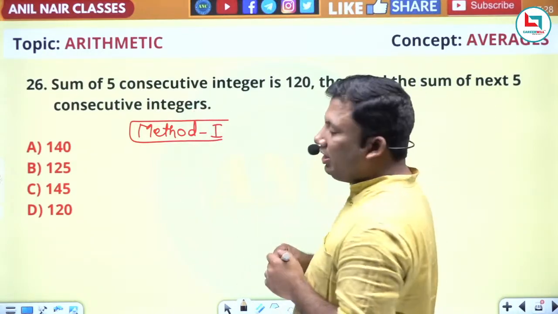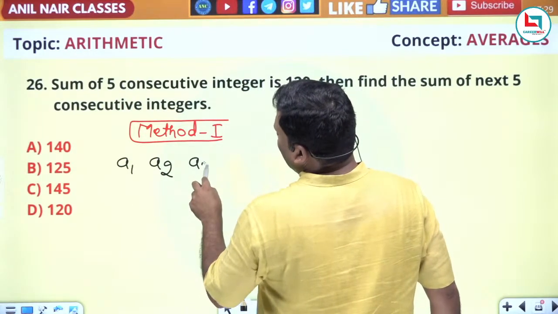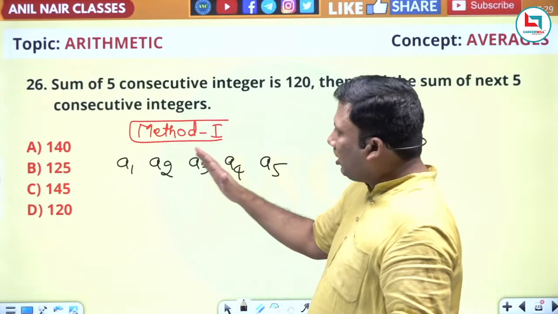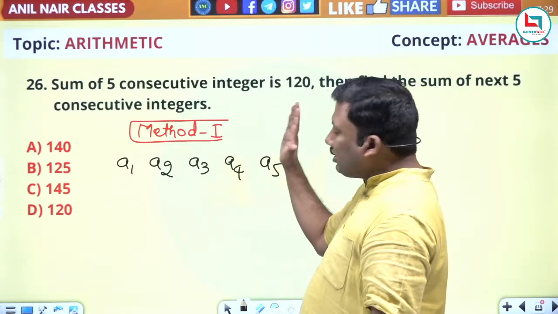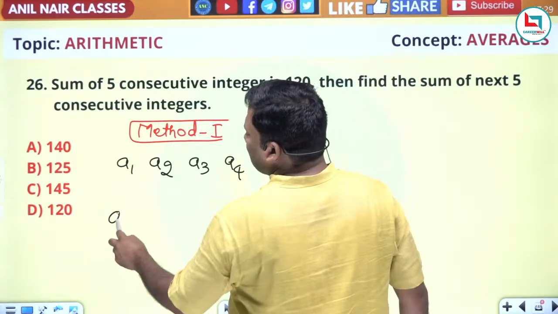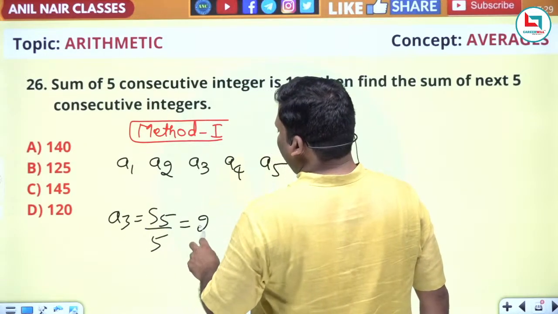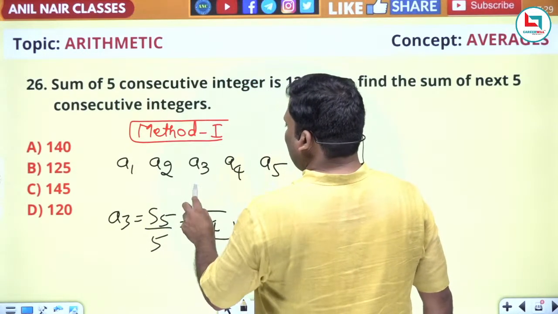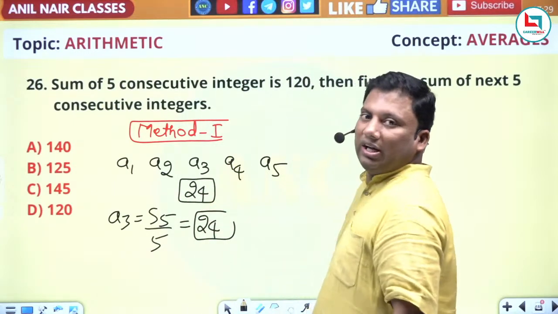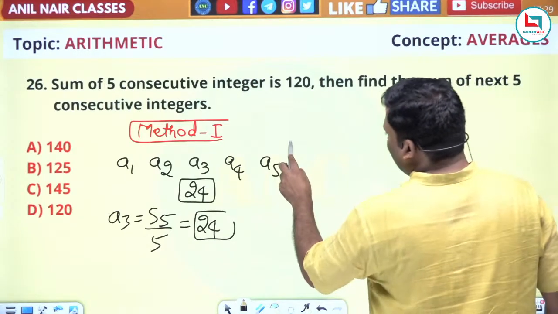Sum of 5 consecutive integers. Let the 5 consecutive integers be A1, A2, A3, A4, A5. Sum is given as 120. Average is Sn by n, and average is the middle value. S5 by 5, 120 by 5, it is 24. So A3 value is 24. Quite clear to me. Find the sum of next 5 consecutive integers.